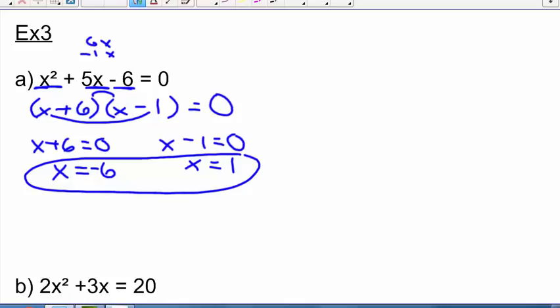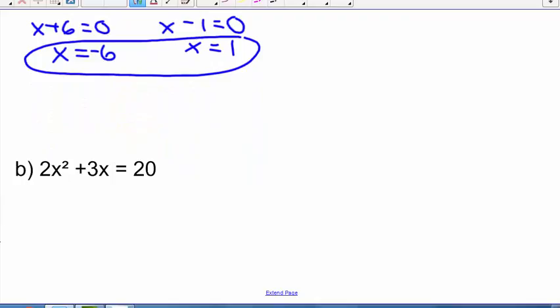So then we move on to B here. In B, the first thing I look at is I see, well, there's a 20 on the other side. I can't have that over there. So what I have to do is move the 20 over. So I'm going to write 2x squared plus 3x, and I'm going to subtract 20 on each side. So I minus 20, minus 20. Now I know I can't put those together, but 2x squared plus 3x minus 20 equals 0.